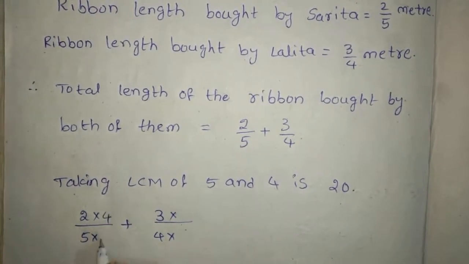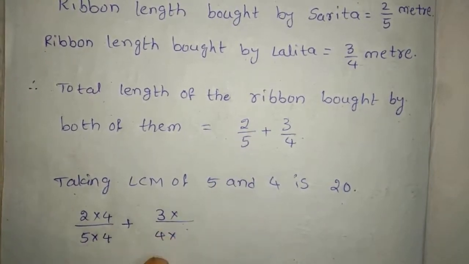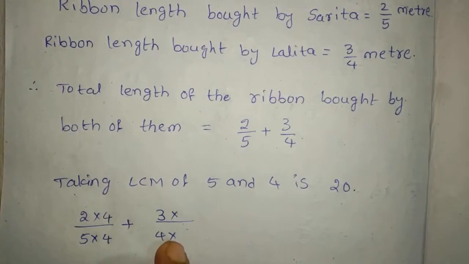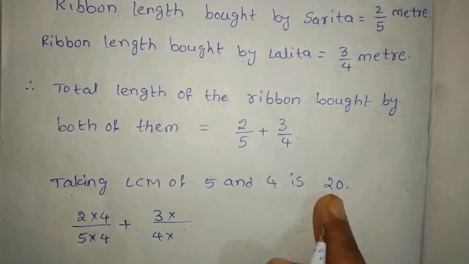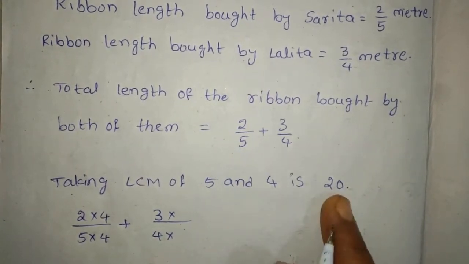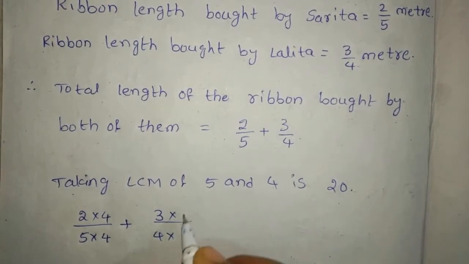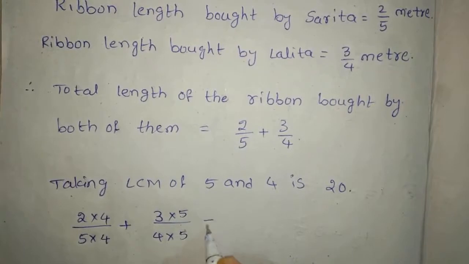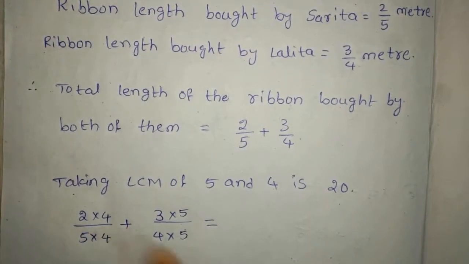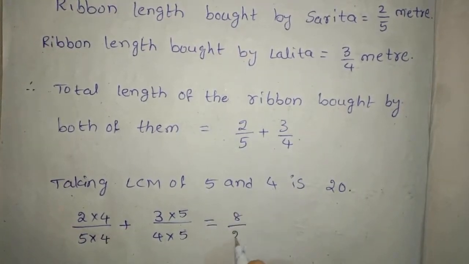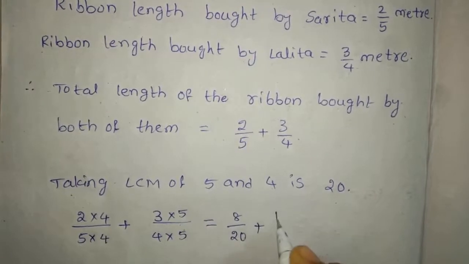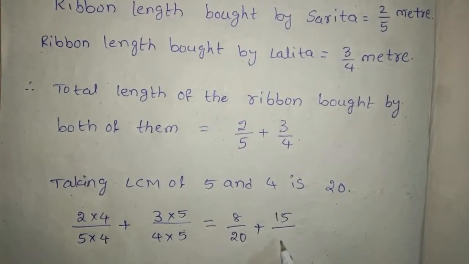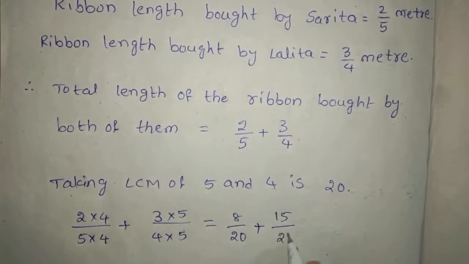That is 2 into 4 by 5 into 4 plus 3 by 4. 4 how many times makes 20? That is 5 times. 4 5s are 20. So we multiply both numerator and denominator by 5. That is equal to 2 into 4. 2 4s are 8, 5 4s are 20 plus 3 5s are 15, 4 5s are 20.